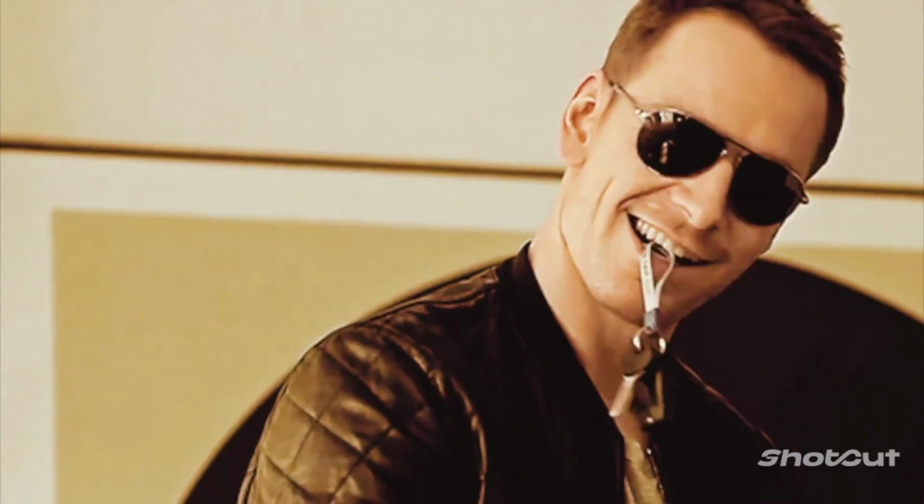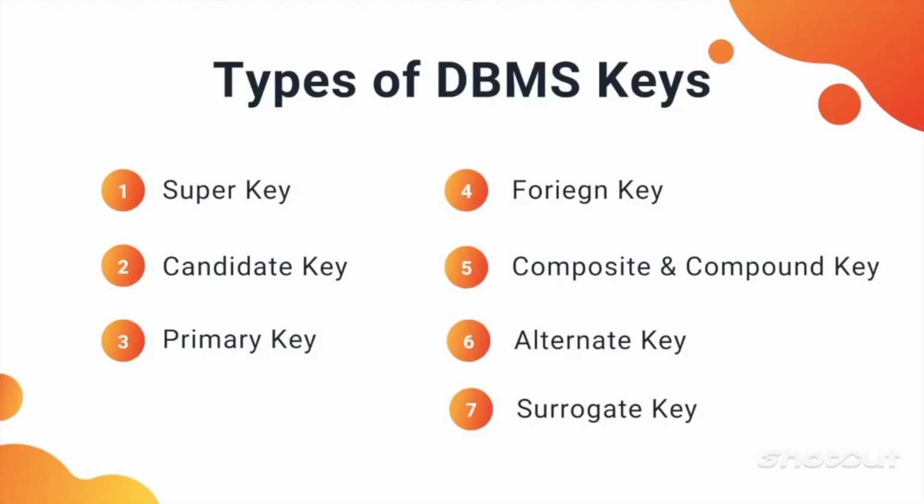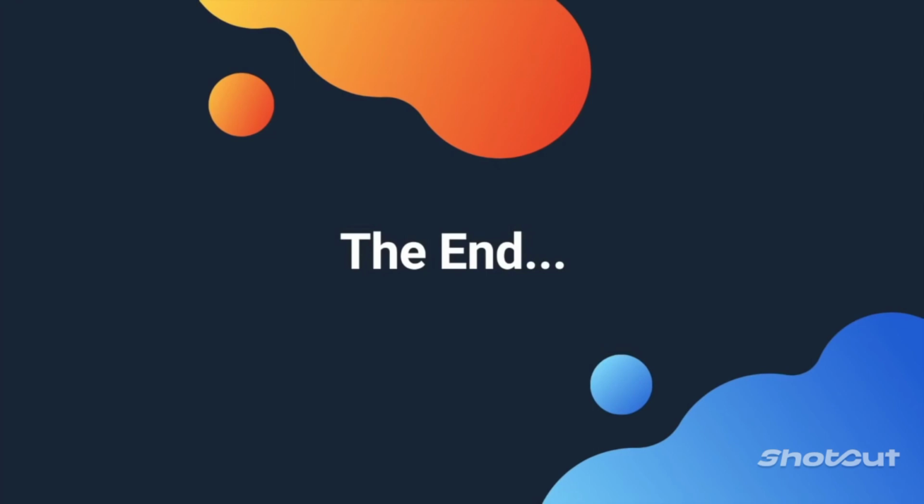With this, we have covered all the DBMS keys, starting from super key, candidate key, then primary key, alternate key, foreign key, composite and compound key, and surrogate key. I hope after watching this video you have a better understanding of what DBMS keys are, why they are required, and the various different types of DBMS keys.